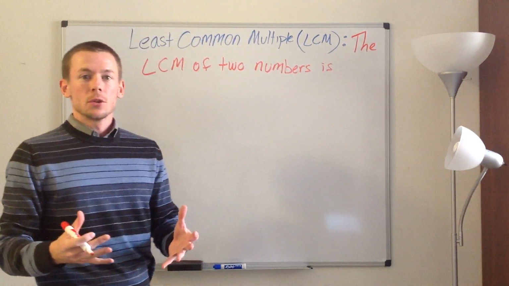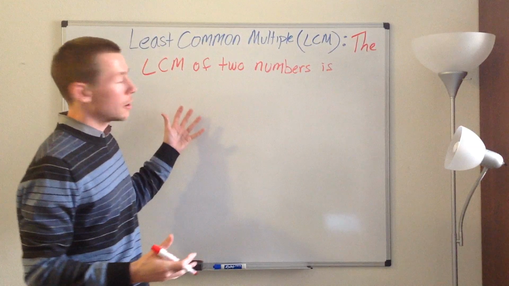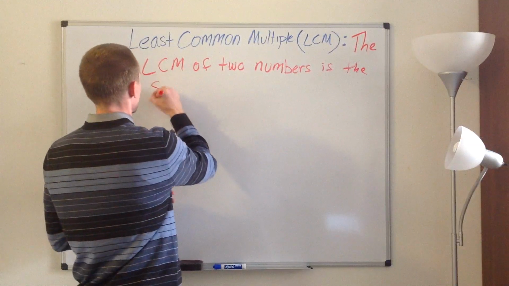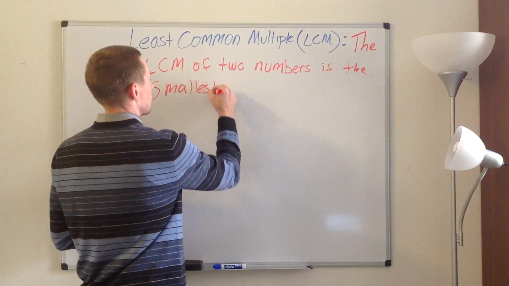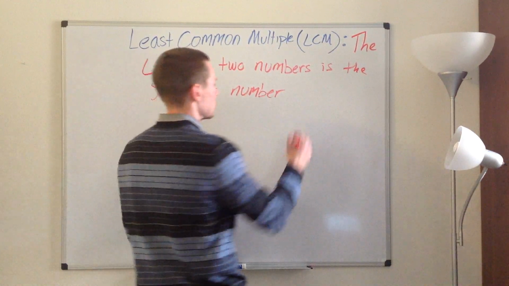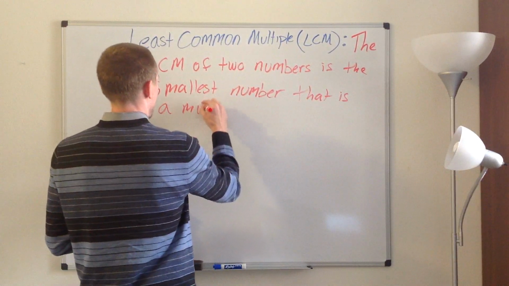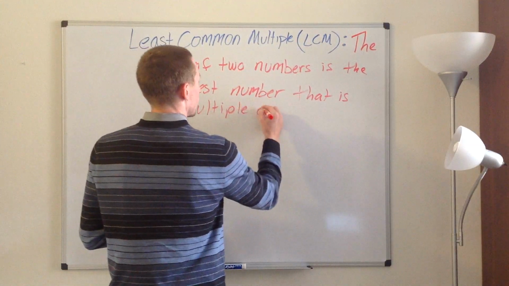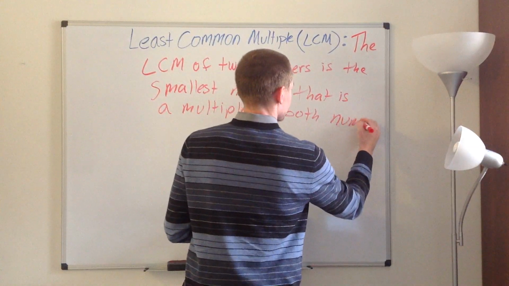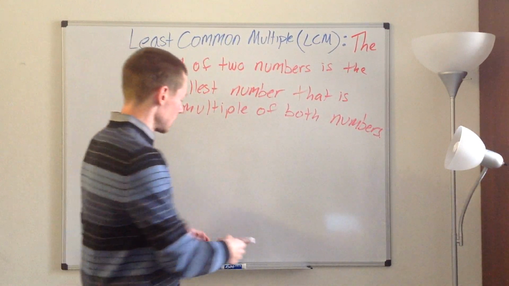This short lesson is going to begin to examine the least common multiple. Now, the least common multiple of two numbers is the smallest number that is a multiple of both numbers. So let's take a look at an example.